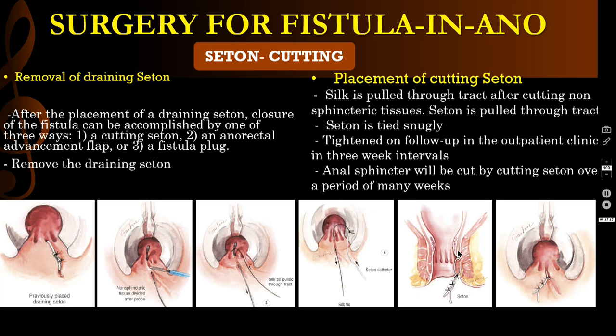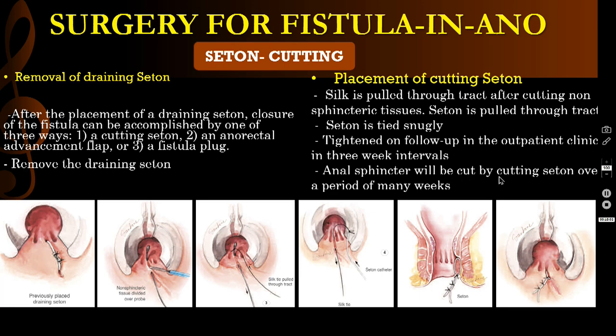What will happen? Slowly this sphincter will be cut by this Seton progressively. All this sphincter is not going to be cut at the same time. Slowly it will be cut. So whatever sphincter is cut in the upper part will get healed by the time you tighten this again after the 3 weeks interval. So only once in 3 weeks we are going to tighten it. Meanwhile, whatever cut sphincter is there in the upper part will heal. This is to avoid fecal incontinence.